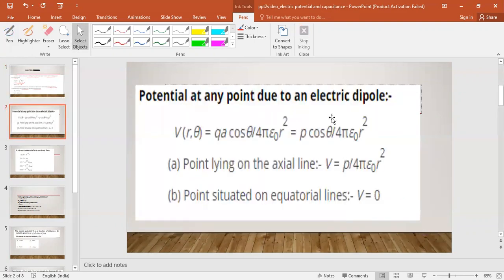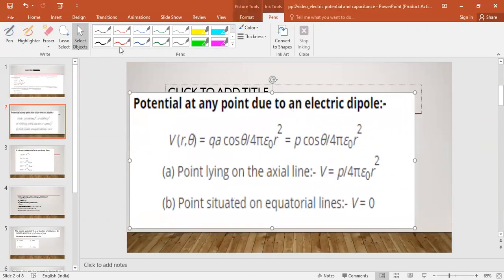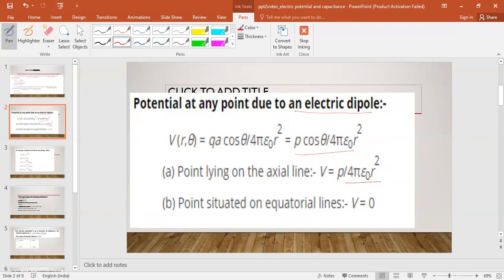Next, another important term is the electric dipole. The potential due to a dipole, V of R theta, is QA cos theta divided by 4 pi epsilon 0 R square, and since QA is the dipole moment P, it is P cos theta divided by 4 pi epsilon 0 R square. So the potential at a point lying along the axial line will be P divided by 4 pi epsilon 0 R square. And for the equatorial line, the potential of the dipole will be 0.